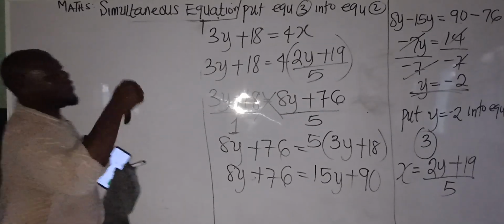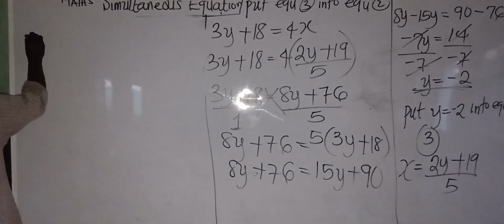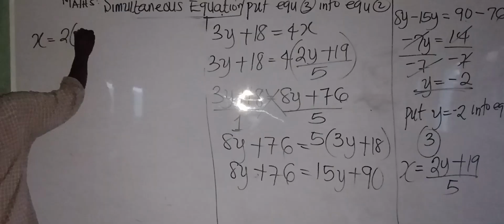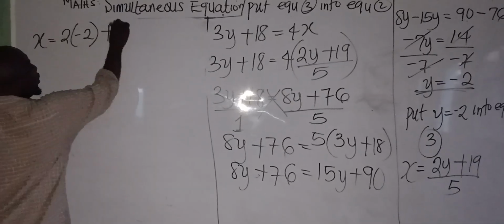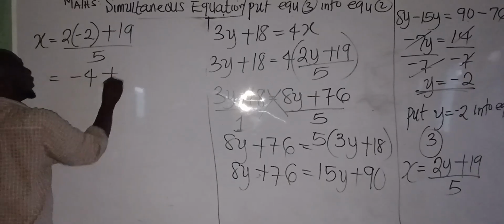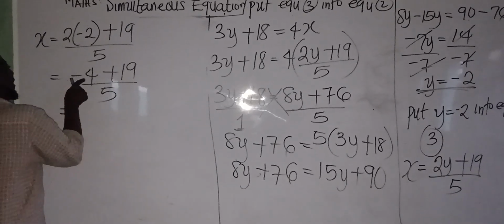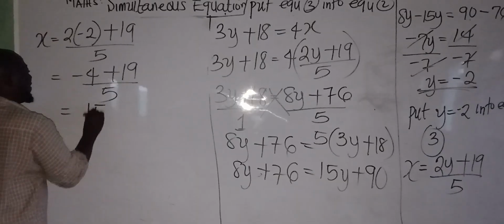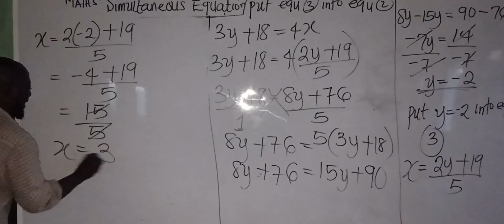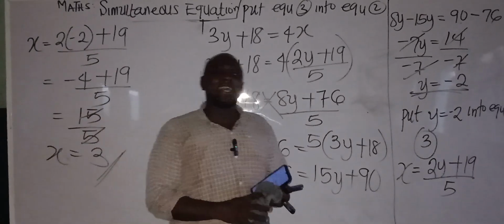So from here, anywhere I'm seeing y now, I'll put minus 2. Don't forget what we got as our y. So we see x here becomes 2 times minus 2 plus 19, then over 5. This will give us minus 4 plus 19 over 5. Do the math. When you remove 4 from 19, you are having 15 invariably. Remember that we got our x to be 3, so this cancels this. x becomes 3. So this is how you solve this. It's a very simple and direct thing.